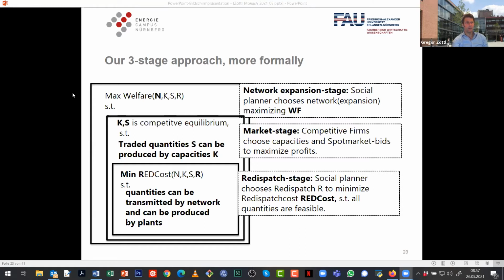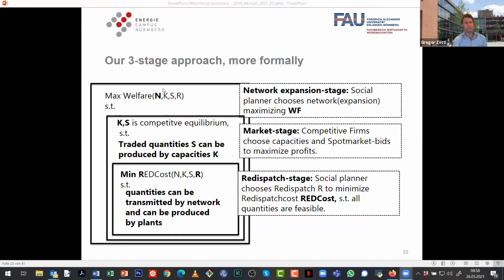So basically, this is the most formal slide I have in this presentation today, so don't worry. This is a three-level problem, and in our articles we show that we can reformulate this such that it can be solved computationally in the end. But I don't think we want to deepen that. We can reformulate this minimization problem to become a maximization of welfare problem.